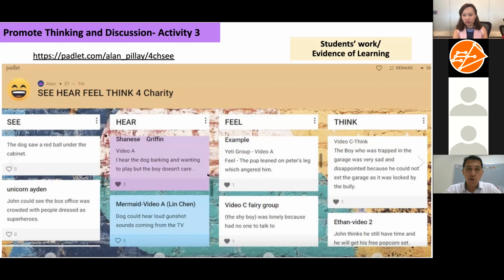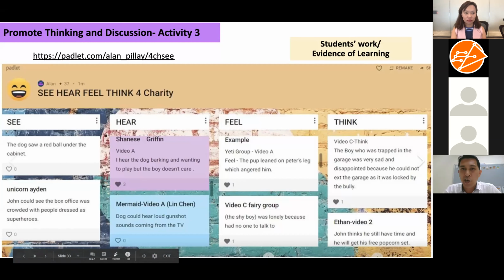Generally, for the Padlet responses, which is the product of this lesson, you can see we saw vast improvements in terms of the way they represent characters in terms of senses. For example, in the current screenshot, you can see, lower down the screen, an entry posted by Lin Chen, my student, under mermaid video. In blue, she says, dog could hear loud gunshot sounds coming from the TV. This is something like describing the environment around the character. Of course, in this case, the character is the dog and not a person.